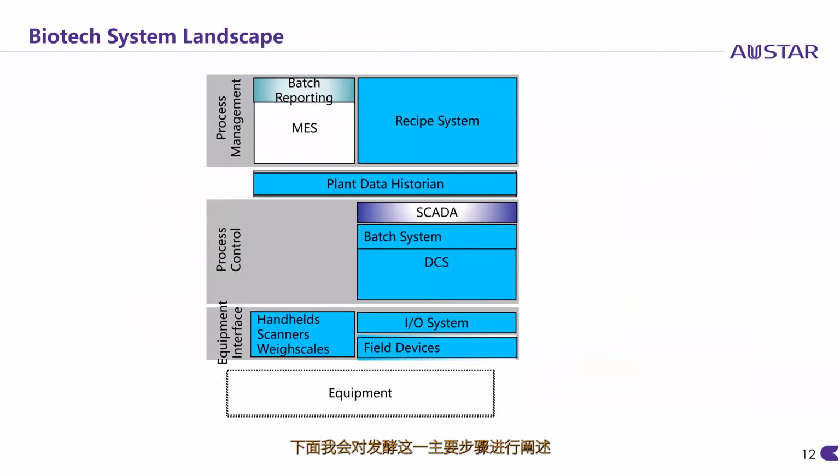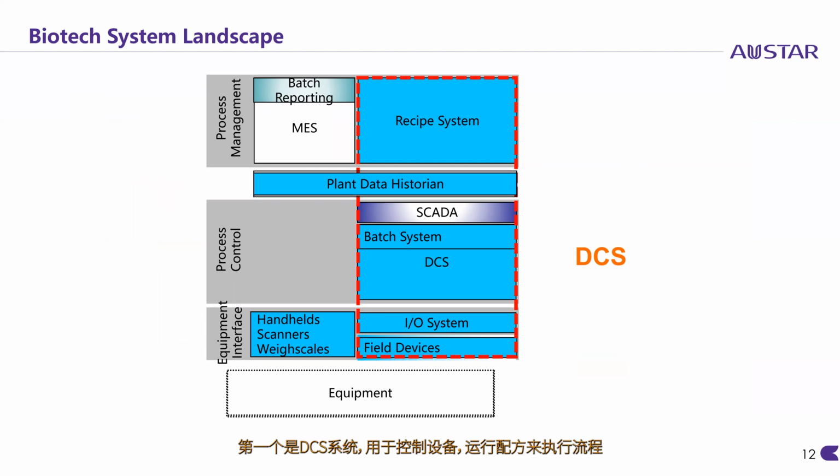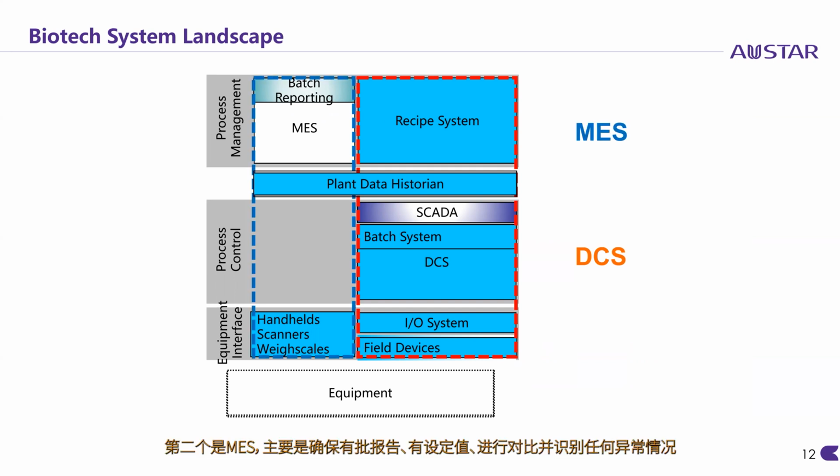These plants are controlled with a number of systems. While this picture may look complicated in the first place, it's actually composed of three main parts. One is the DCS, the distributed control system, which controls the equipment and runs recipes to execute the process. The second main component is MES, which is mostly there to make sure we have a batch report.